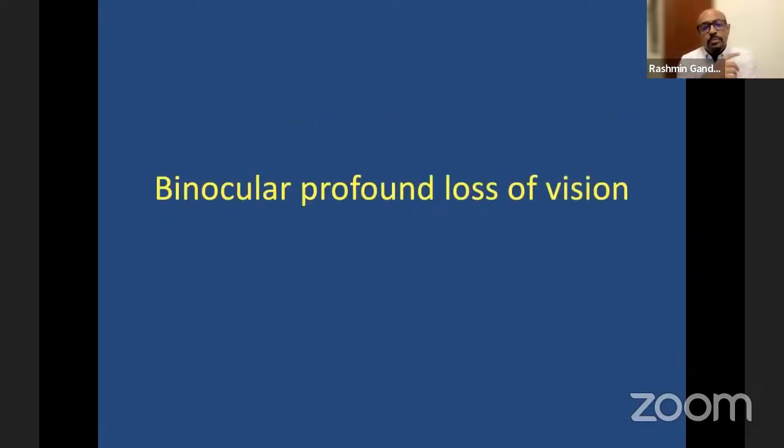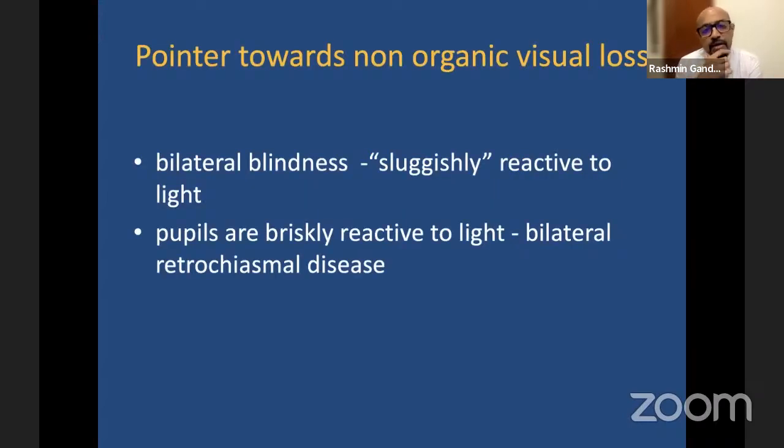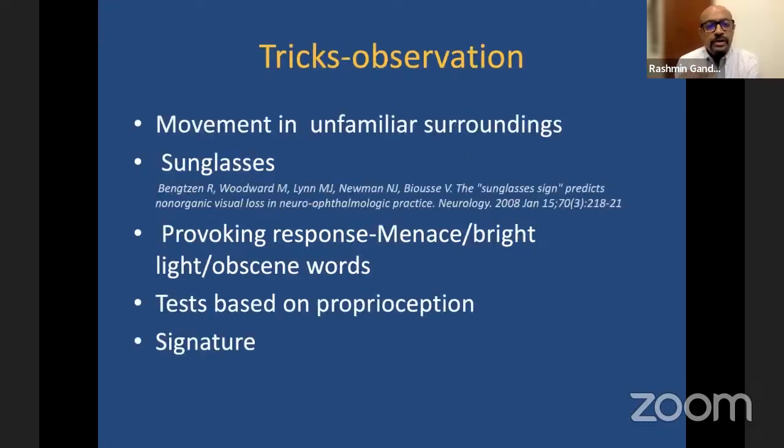So that's monocular blindness. What about somebody who says that he cannot see with both eyes? Bilateral blindness, how would you know that this is more likely to be a non-organic vision loss? Again, pupils will be a good pointer, where a bilateral blindness with sluggishly reactive pupils versus a normal pupil. A normal briskly reacting pupil generally can be a retrochiasmal disease, which can be ruled out by doing an MRI. And once the MRI is normal, you know that in all likelihood you're looking at a non-organic vision loss in the presence of a normal retina.